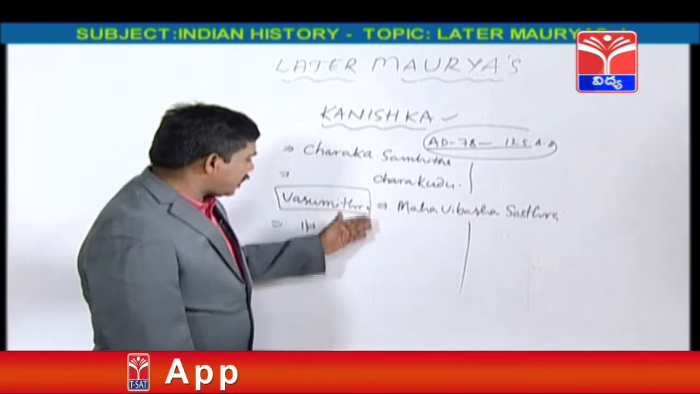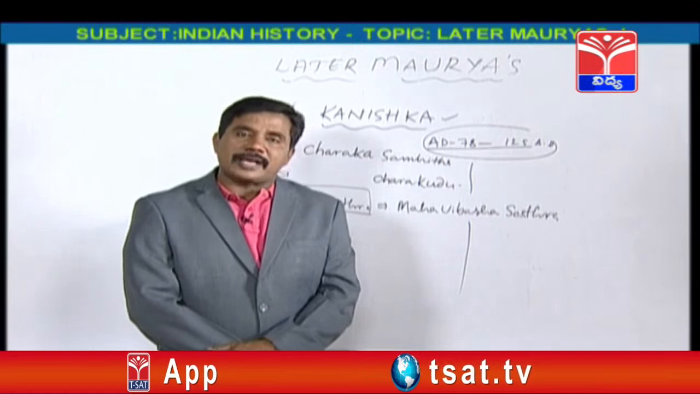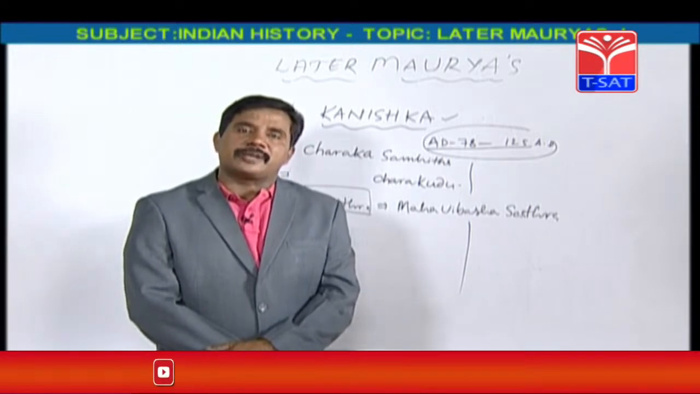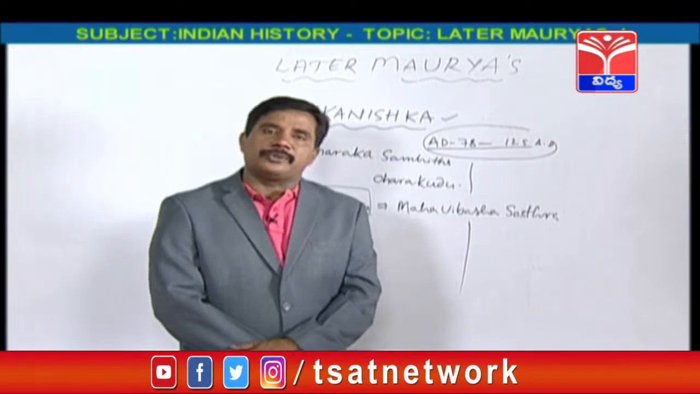Vasumitra and Ashwagosha, both are in the period of Kanishka. Because of Ashwagosha, he has taken Buddhism. So Kanishka became Buddhist.